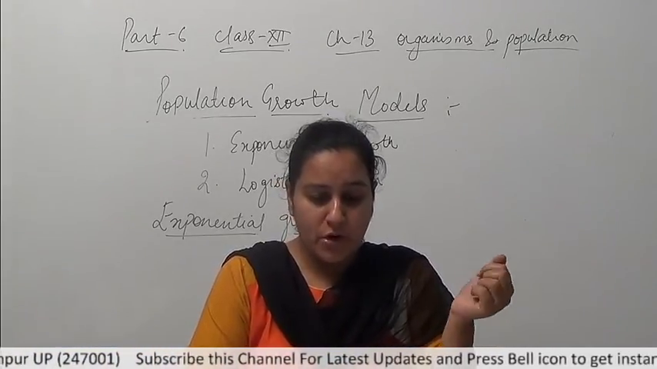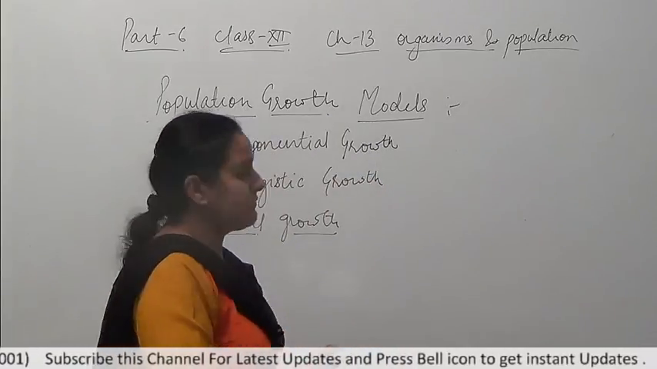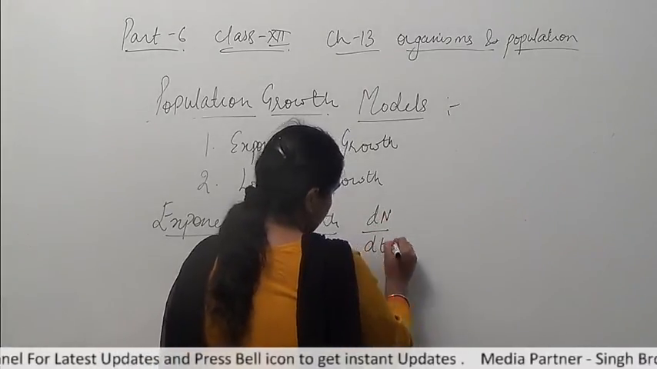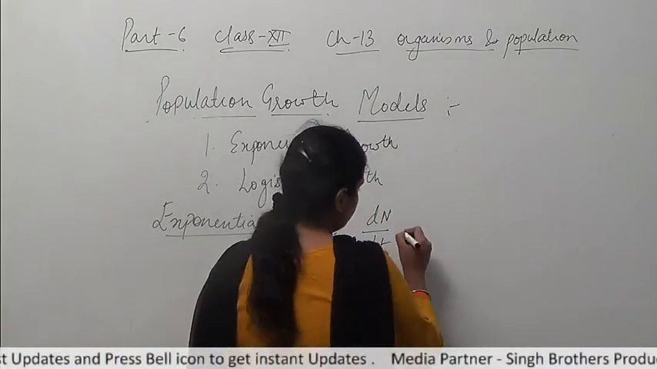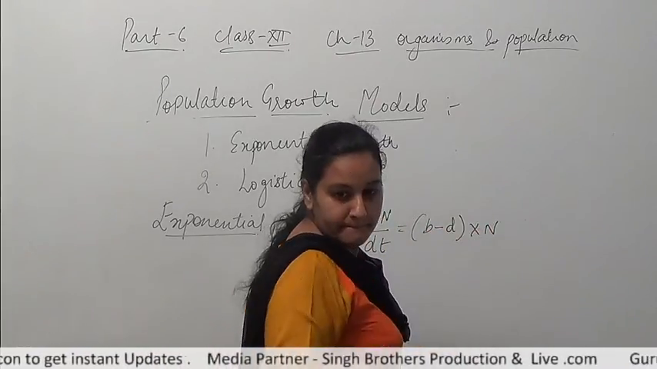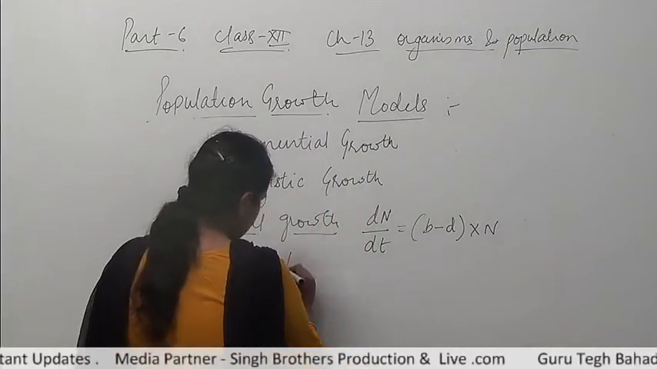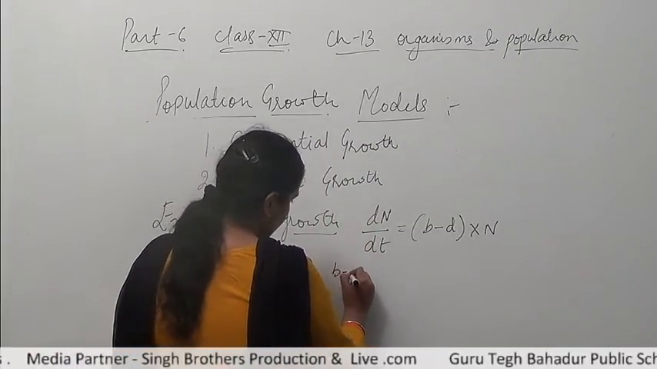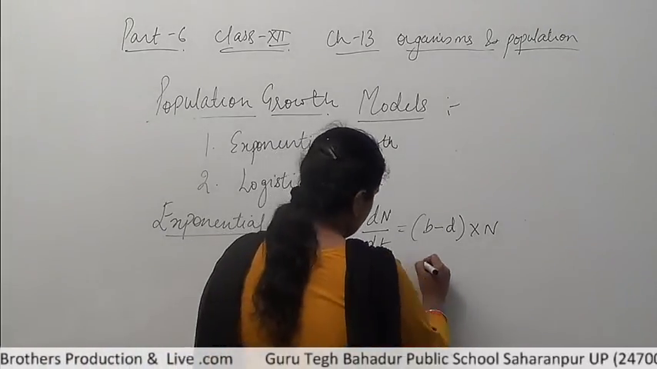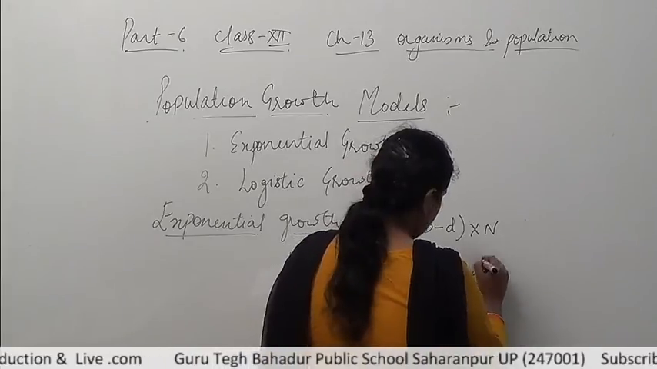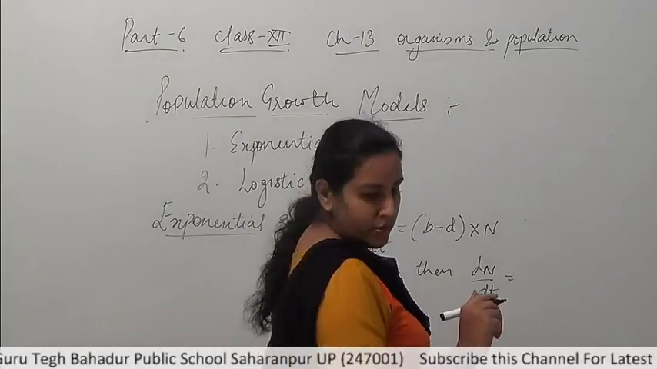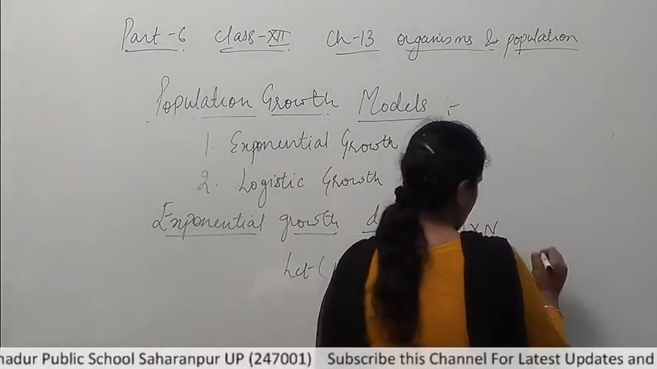So the equation for the exponential growth can be derived as dN/dt = (b - d) N. Let b minus d, that is birth rate minus death rate, equal r. Then we have the equation dN/dt = rN.